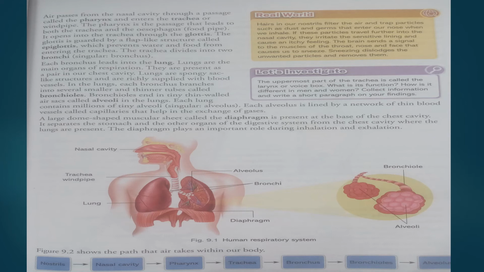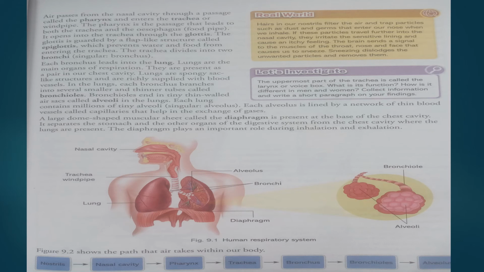After that, whenever the air reaches the windpipe or trachea, this trachea is again divided into two parts, which enter both the lungs. They are called bronchi. The singular form we can say is bronchus. Since here two bronchus are there, we say bronchi. Each bronchus leads into a lung.